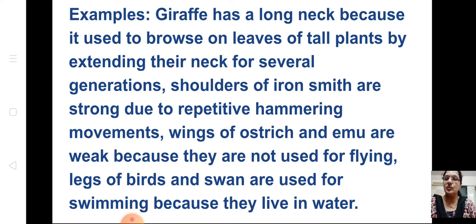Legs of ducks and swans are used for swimming because they live in water. So these are some of the examples which show Lamarckism. He proves it by these examples. But was this proved?